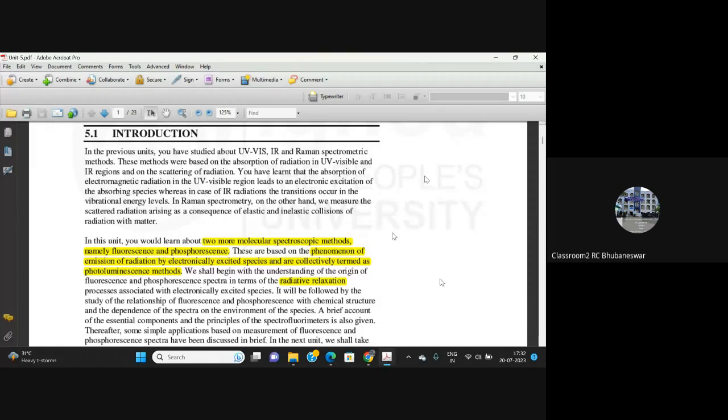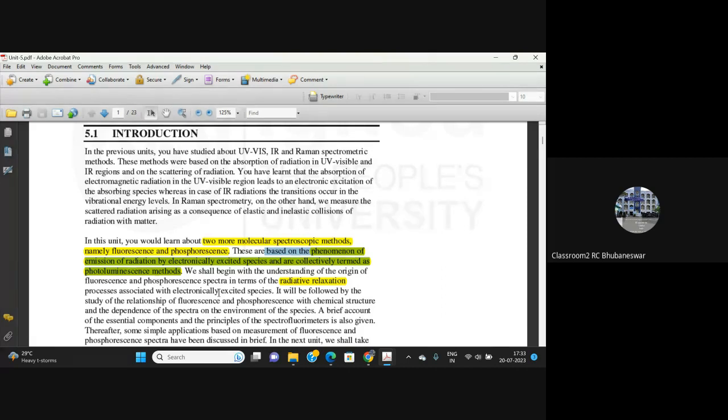But in this unit, fluorimetry and phosphorimetry, two more molecular spectroscopic methods come into the picture: fluorescence and phosphorescence. These are based on the phenomenon of emission of radiation by electronically excited species and are collectively termed photoluminescence methods.